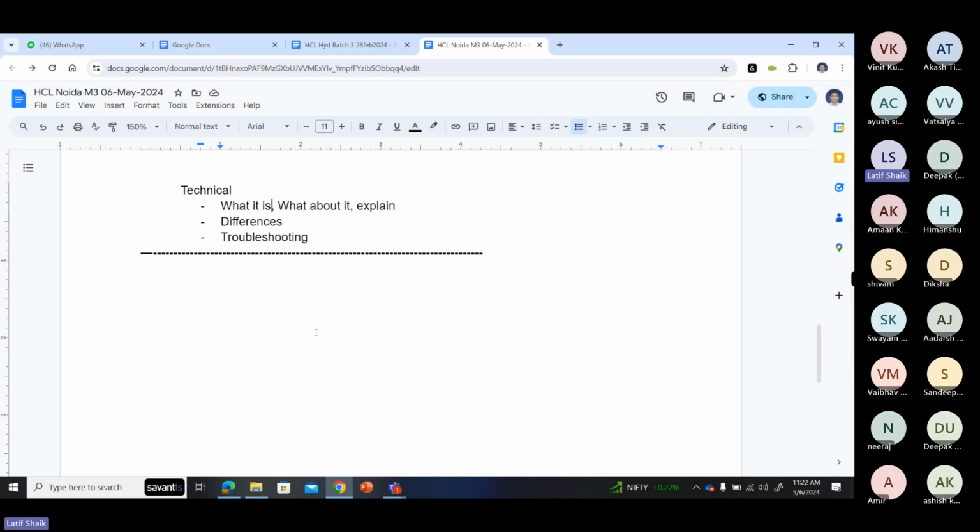The last one is about troubleshooting. If the system is down, what will you do? If you power on your system and the screen shows portable device not found, what will you do? If you are not getting internet, what will you do? If you forget your Wi-Fi password, what will you do? How to check whether you are getting internet or not? If you are unable to connect to your remote server, what will you do? If you are unable to send and receive mail through Outlook, what will you do? So troubleshooting related questions will be there.